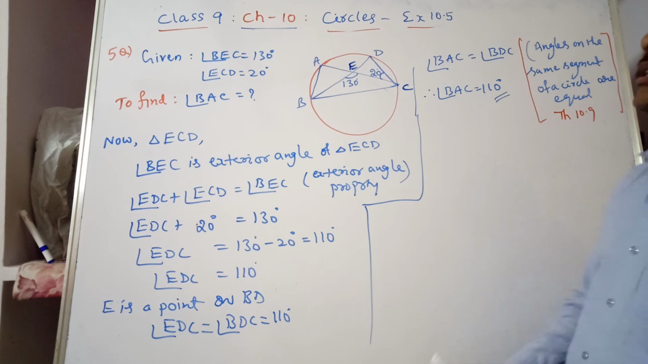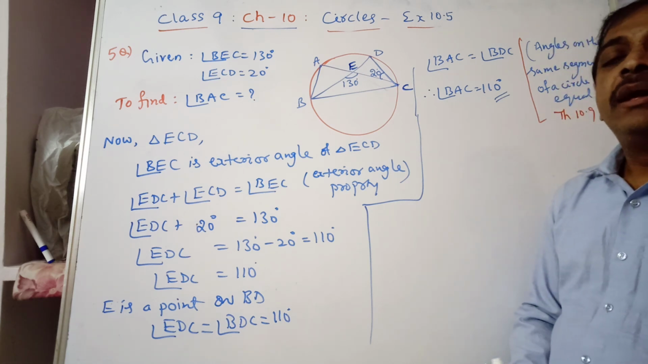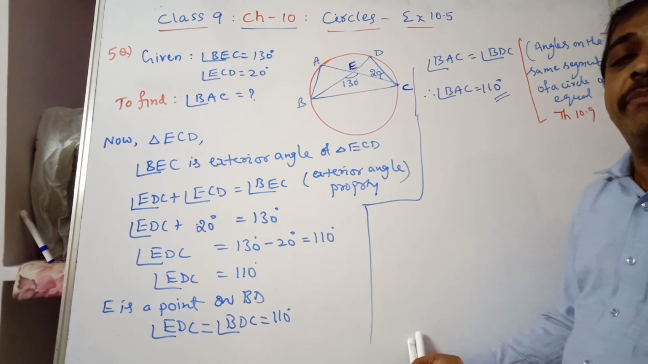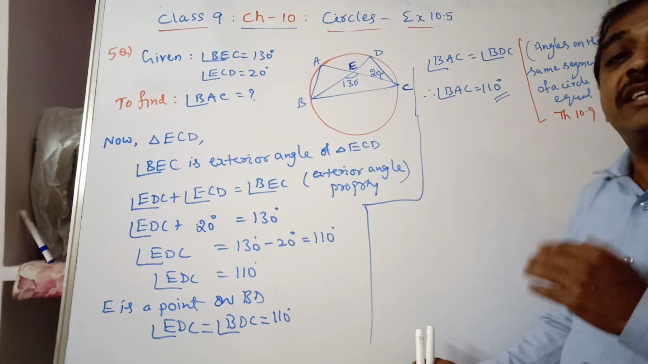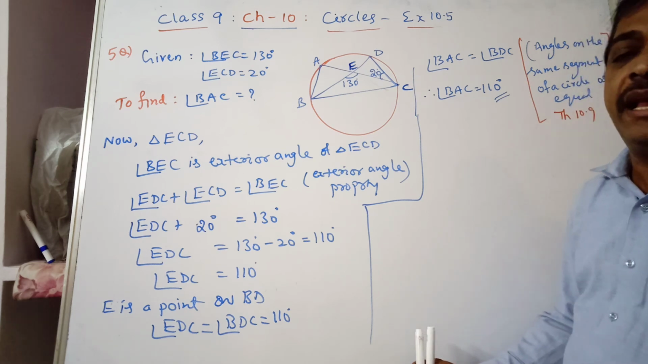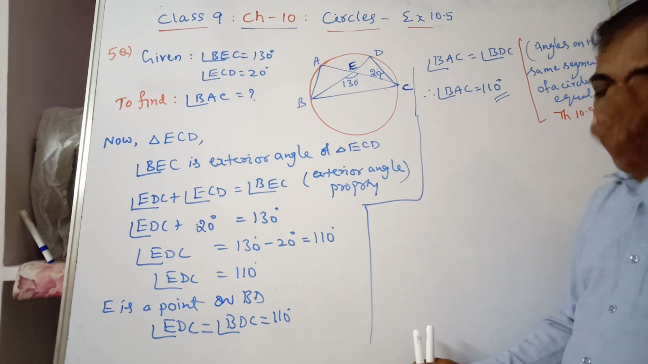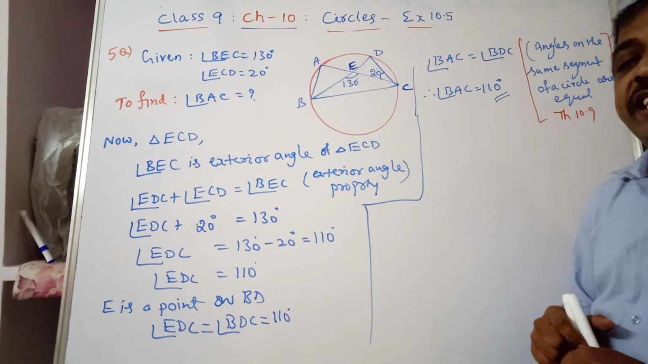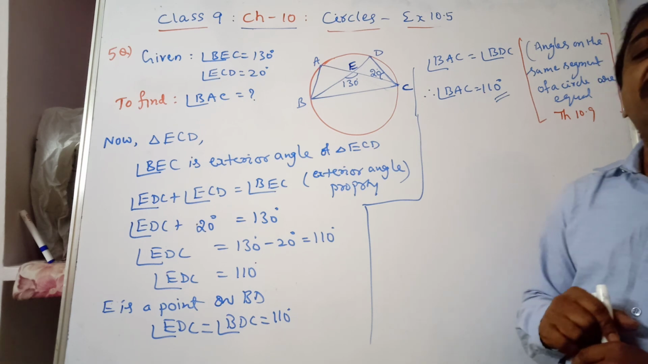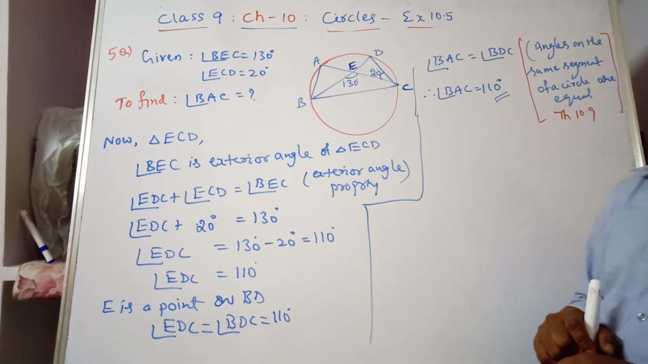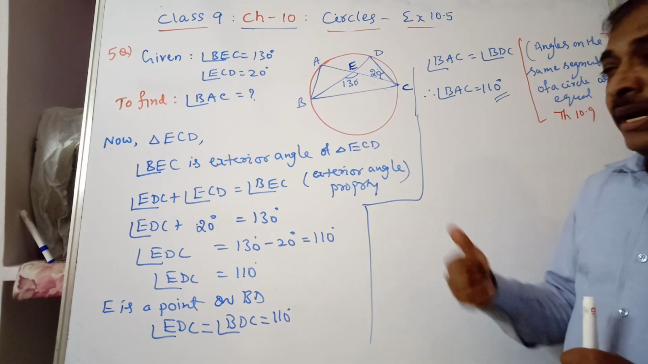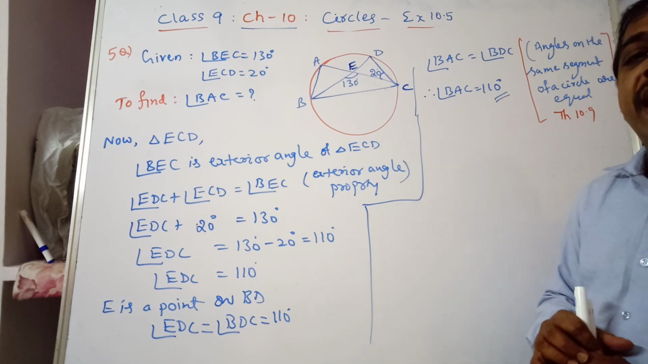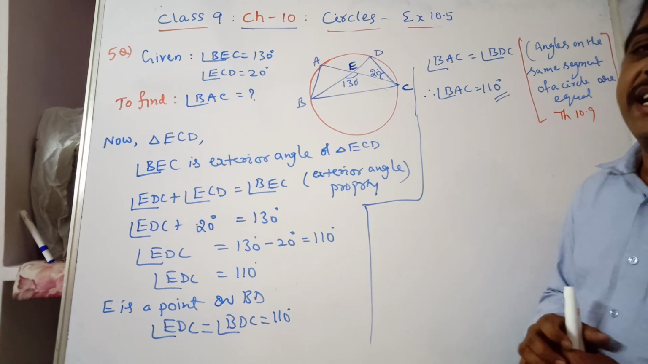Whatever we have discussed in today's session from exercise 10.5, question number 1 to question number 5, we have used the angle at the center made by an arc. The angle made by an arc at the center is double the angle at any point on the remaining part of the circle. That is one statement we used. Then the cyclic quadrilateral: the sum of opposite angles of a cyclic quadrilateral is 180 degrees, which is theorem number 10.11, and angles on the same segment of a circle are equal, theorem number 10.9. And here we used the exterior angle property, which we learned in class 7: the exterior angle of a triangle is equal to the sum of two interior opposite angles.